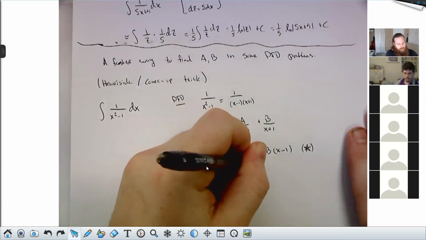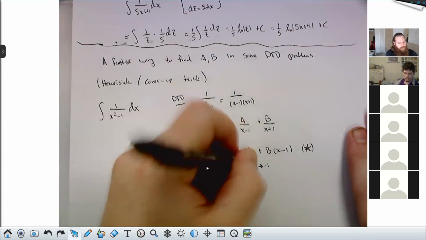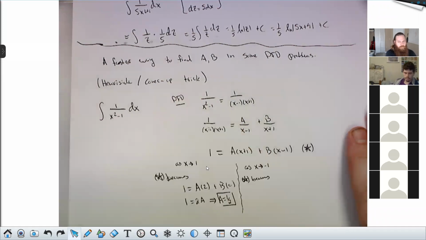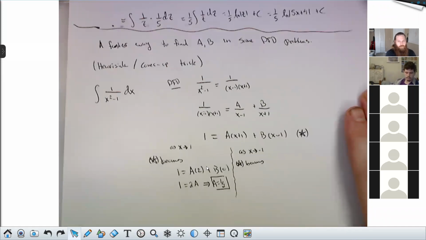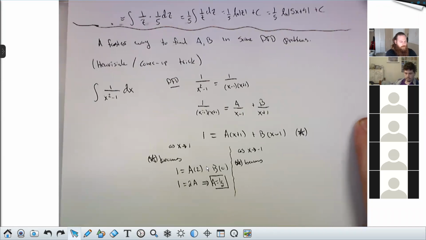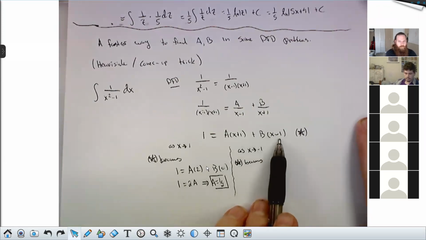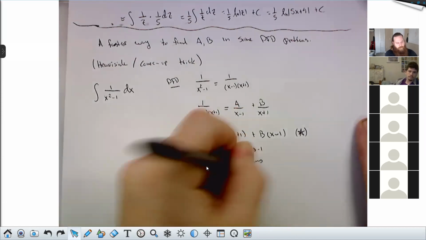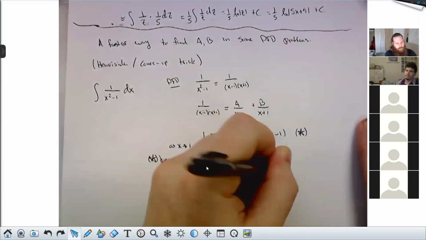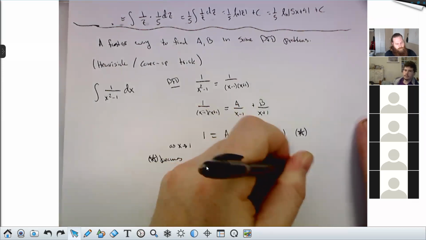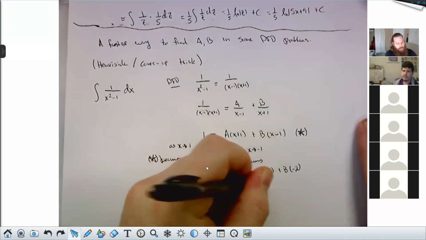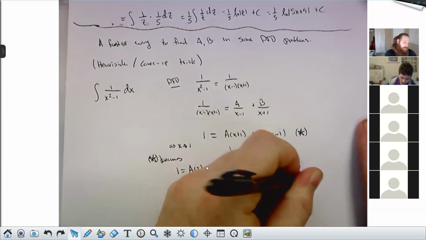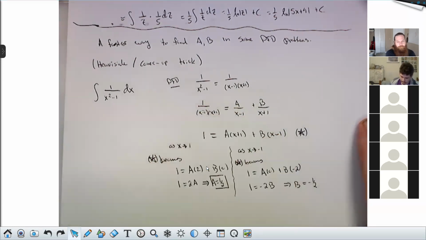And as x goes to -1, the expression star becomes, well, let's see, as x goes towards -1, this is going to go to -2, this is going to go to 0. So I would get 1 equals a times 0 plus b times -2, or 1 equals -2b, which means b is -1/2.